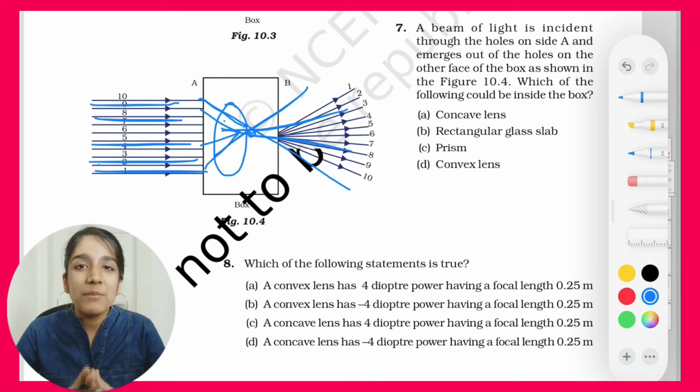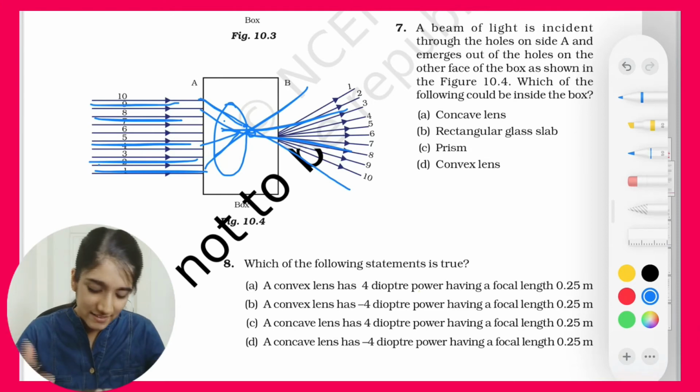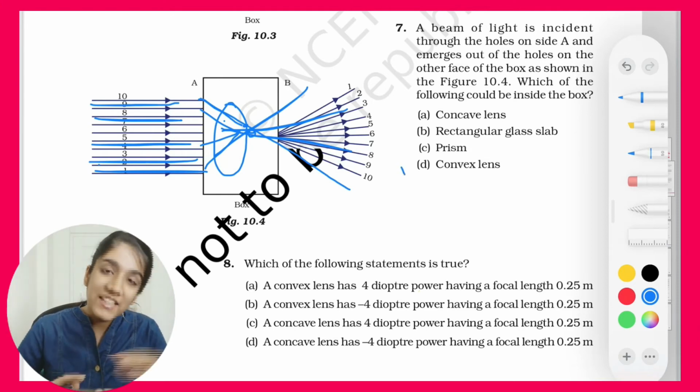Now can you tell me which lens made converging possible, or which was that converging lens that we learned about? It was a convex lens. So the correct answer would be D, convex lens.